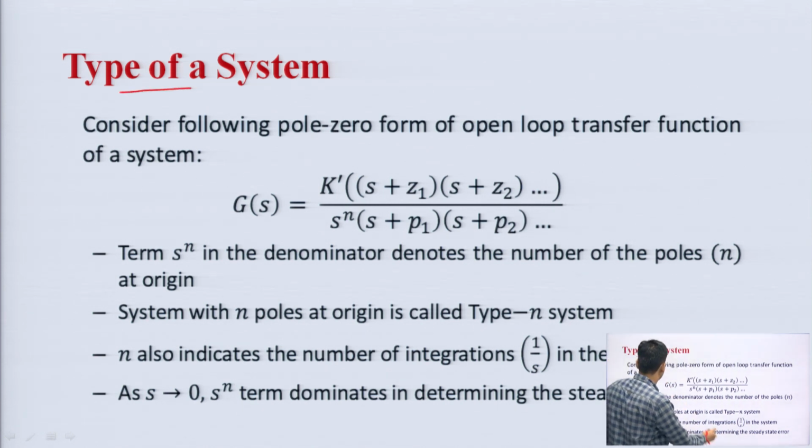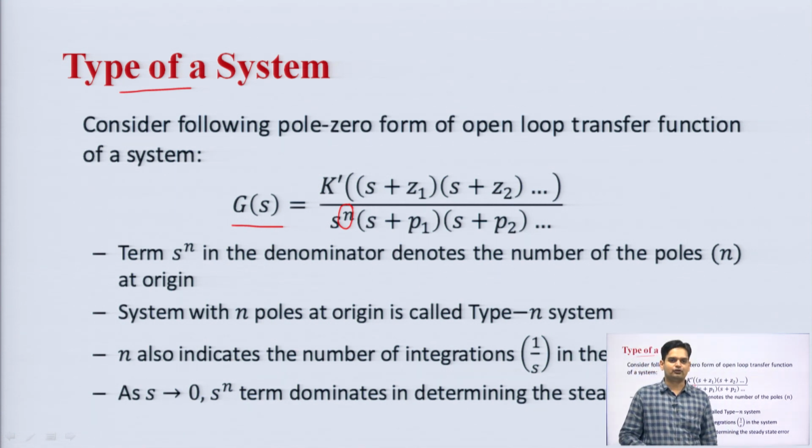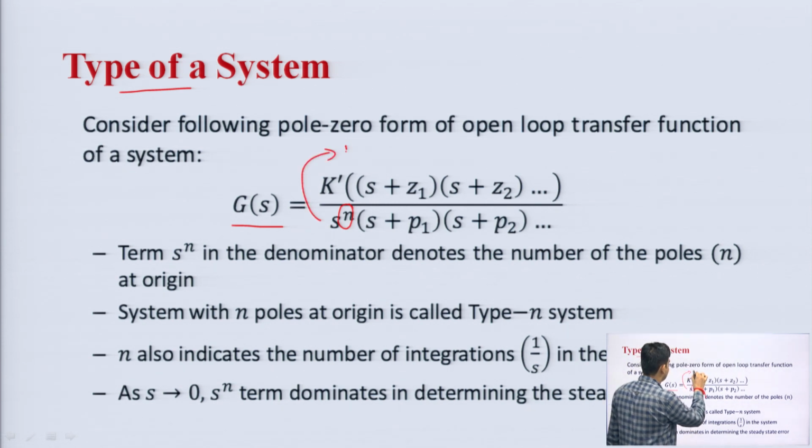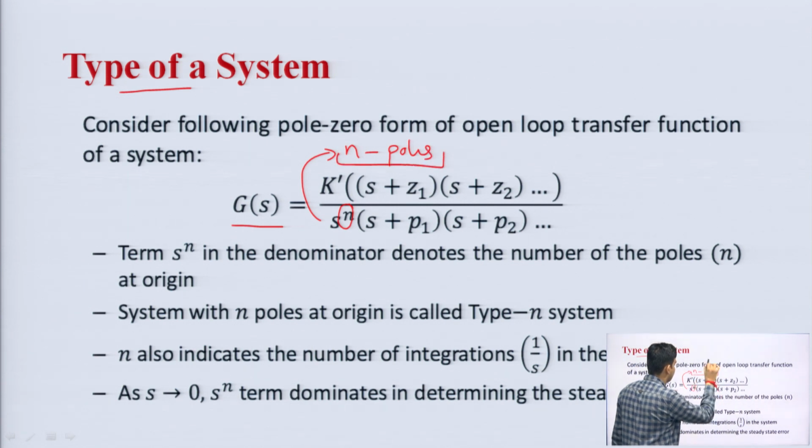Okay. Now we will see how to calculate the type of a system. Suppose the open loop transfer function is given like this. I need to observe the denominator term and the highest power of s. It means the number of poles lying at the origin. So, here s raised to power n tells me n poles are lying at the origin. So, the type is n.